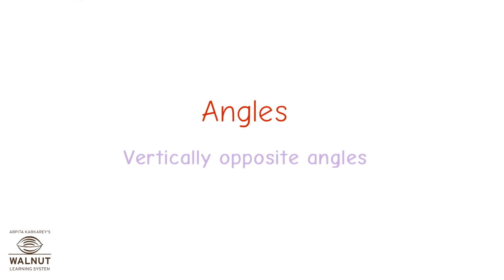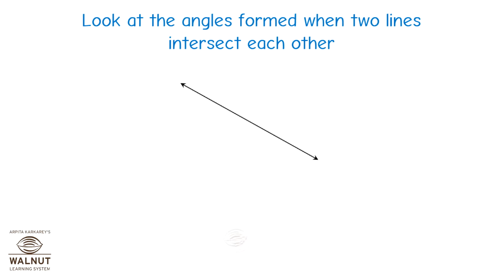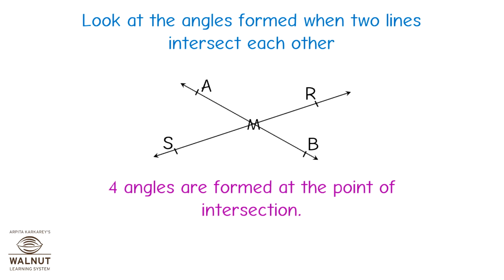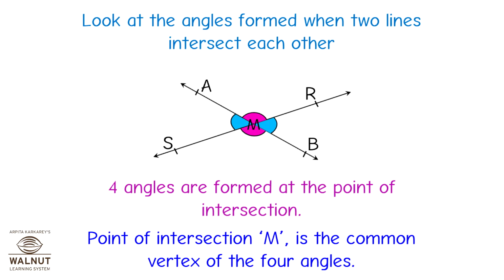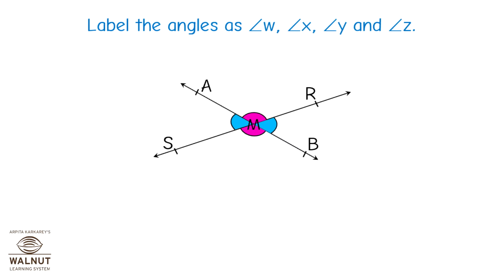Angles, vertically opposite angles. Look at the angles formed when two lines intersect each other. Four angles are formed at the point of intersection. Point of intersection M is the common vertex of the four angles. Label the angles as angle W, angle X, angle Y, and angle Z.